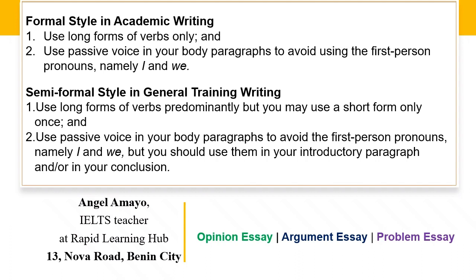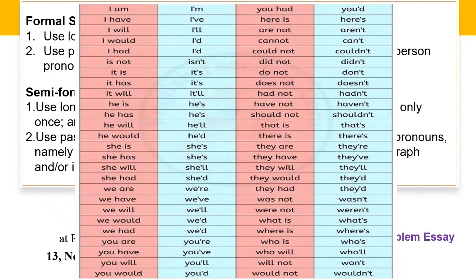Now, I'm going to show you a list of long and short forms just so you can understand what I mean by long and short forms. Here is a list of long and short forms in English. So, in general writing, you may use a short form once or not at all. But in academic writing, don't use short forms at all. Always use long forms.